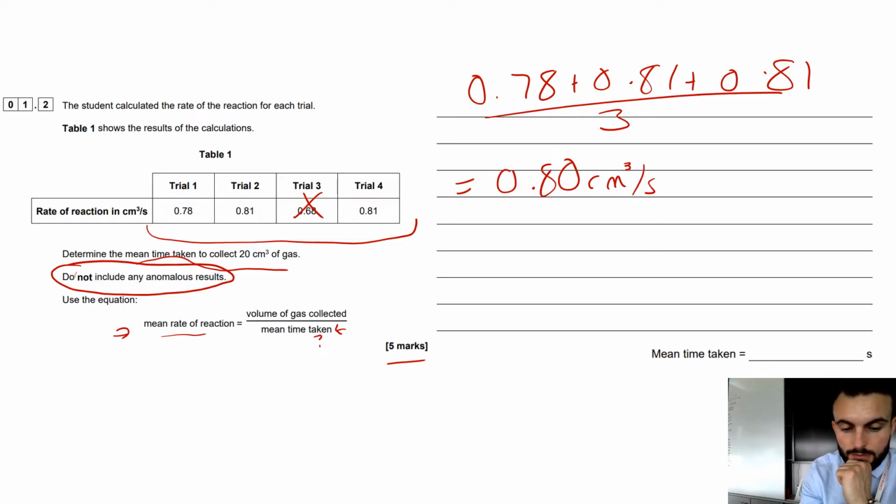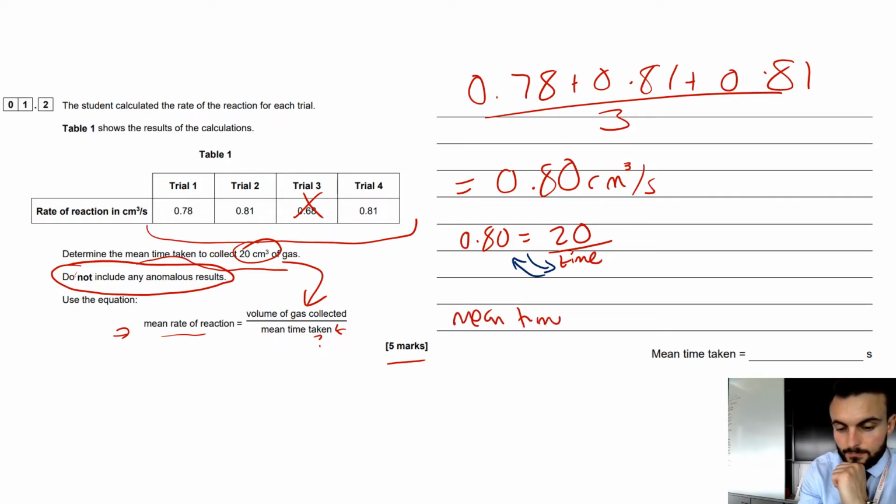We're given the volume of gas because it's there. So I'm just going to sub it into that equation to start off with. So mean rate, 0.80, equals volume of gas, which was 20, divided by whatever the time is. For this kind of equation, you can get away with swapping those two around rather than arranging it. So our mean time is just going to be 20 divided by 0.80, and we get 25 seconds.